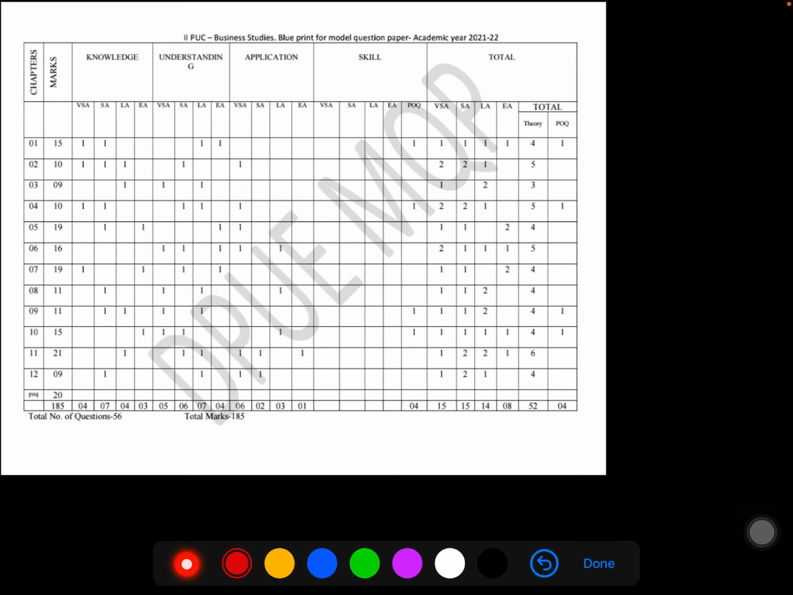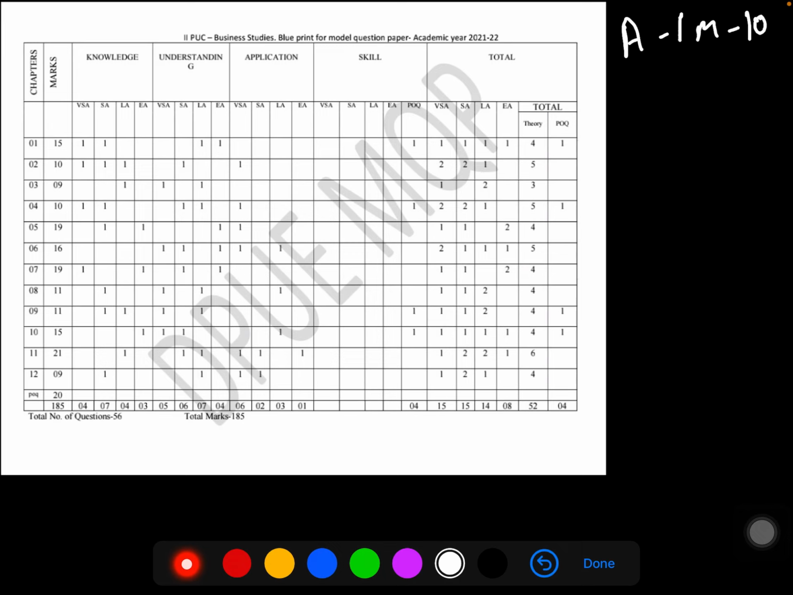Section A is all 1 mark questions. You have 15 questions, out of which you have to answer 10. If you want to understand exactly how the question paper is, you have to see the first video of business studies, video 1. You will get to know the question paper pattern, and on that basis you can go through the blueprint to see how you can score 100 out of 100. Section A is completely 1 mark questions, and you will have 15 questions.